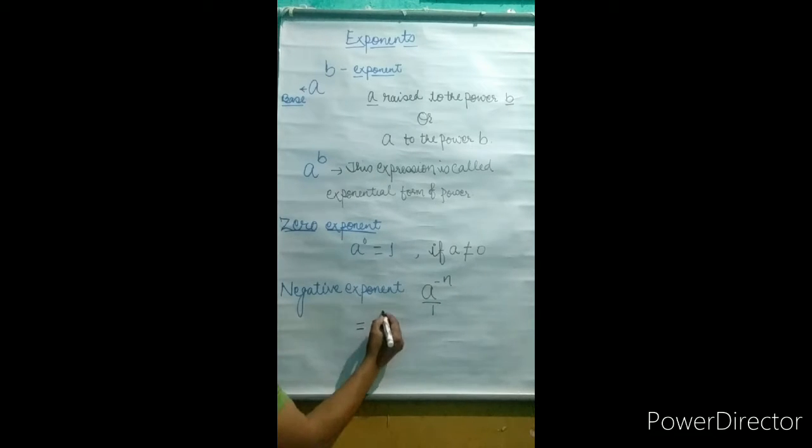So here we will write 1 upside and a raised to the power n. As soon as we invert this fraction, a to the power minus n over 1, its power will become positive.